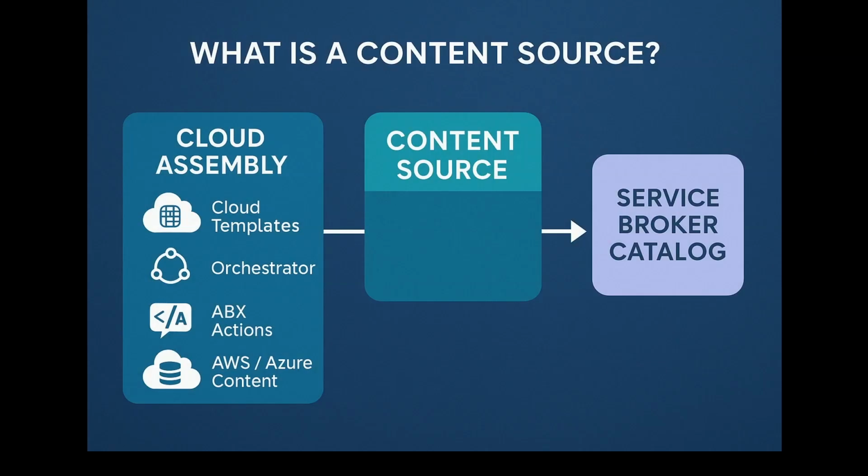What are content sources? Think of a content source as the bridge between your backend content and your end user catalog experience. In Cloud Assembly, you create things like cloud templates, Orchestrator workflows, ABX actions, and custom content from AWS or Azure. But none of that shows up in Service Broker until it's imported as a content source. That's what makes the content visible and usable as a catalog item.